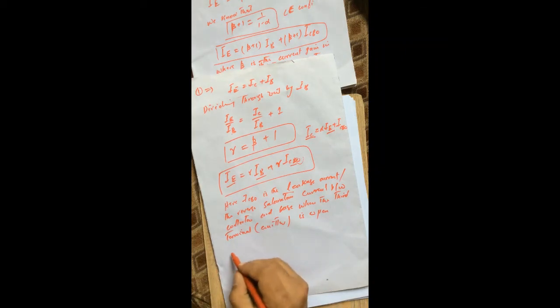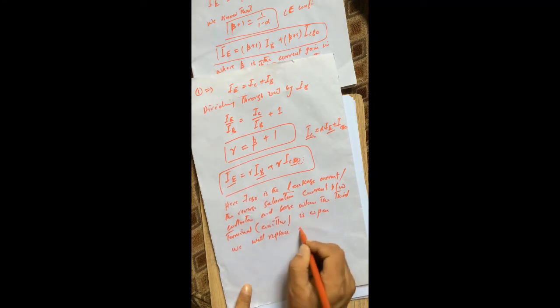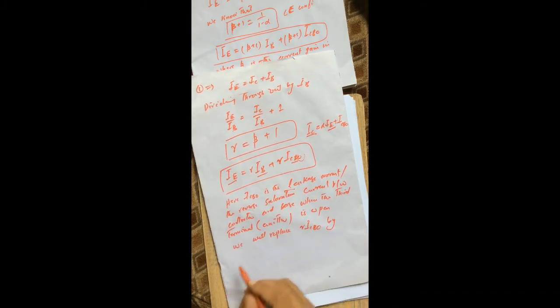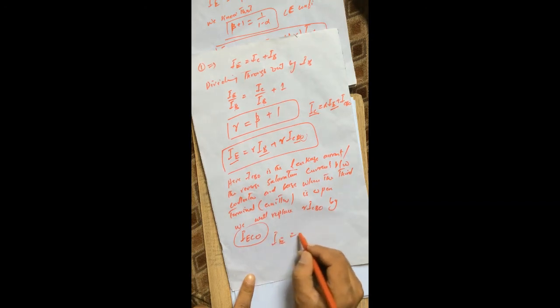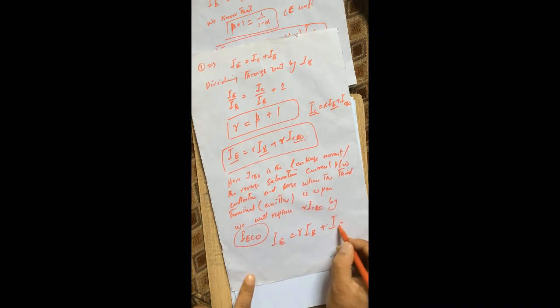Now here we will replace gamma into ICBO by IECO. If I replace it, then my emitter current, the output current, is equal to gamma times the input current, which is IB, plus gamma into ICBO replaced by IECO. This is the final expression for the common collector configuration.